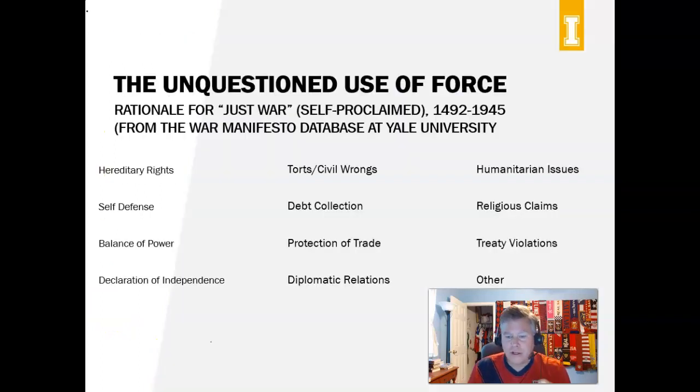You could deploy troops. And so this War Manifesto database at Yale University lists these as the kinds of reasons. So one of the things you'll see here is debt collection and protection of trade, religious claims, humanitarian issues. You could use almost anything for a justification.